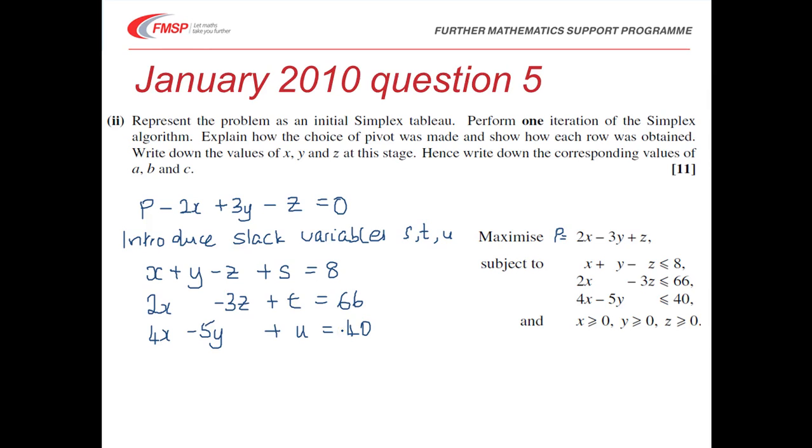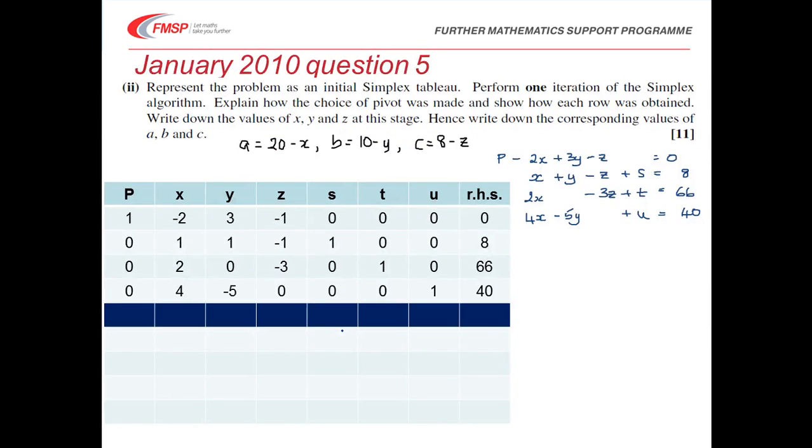So that is the first thing that we need to be able to do. And having got that, we then need to put that information into our simplex tableau. So I've just copied that information here. Hopefully you can see that. So the first row of our table is going to be 1 lot of p minus 2x plus 3y minus z with no s's, no t's, no u's, and we start off at the origin where p is equal to 0.